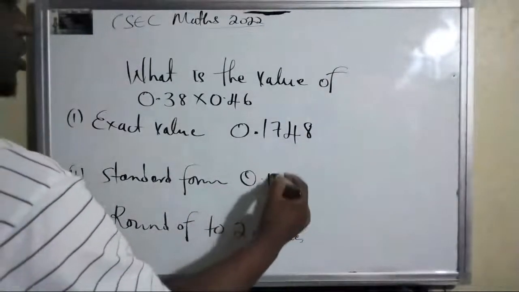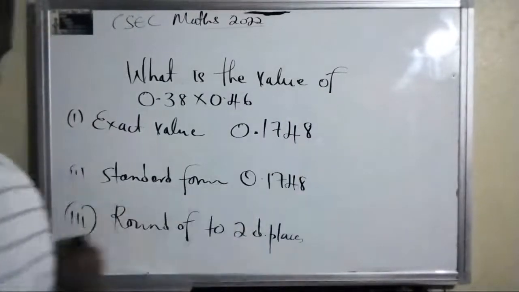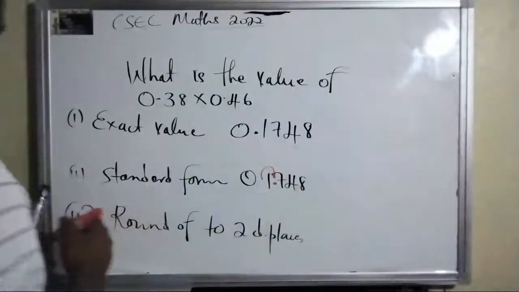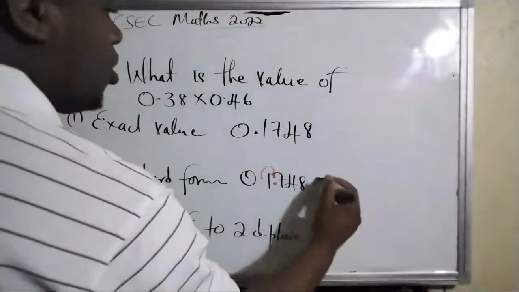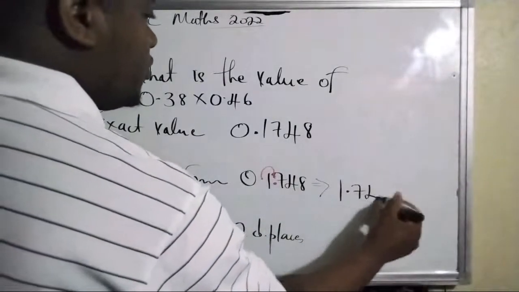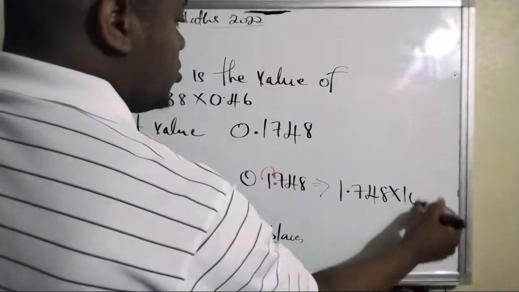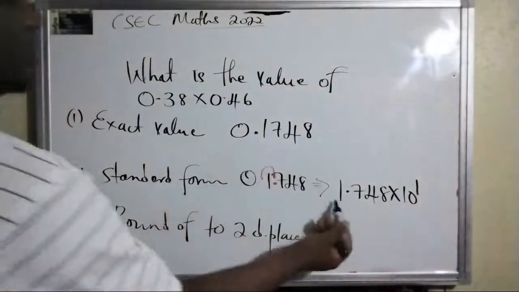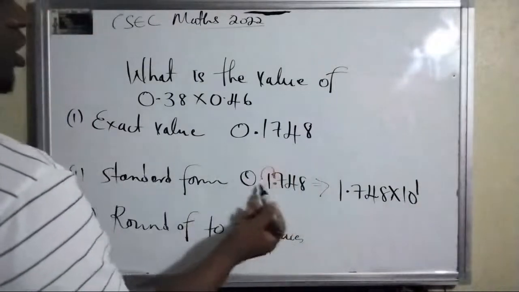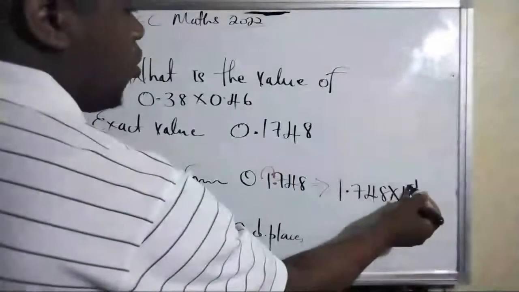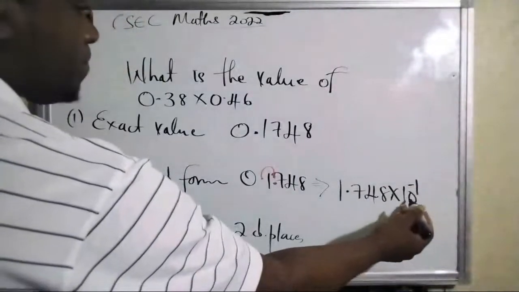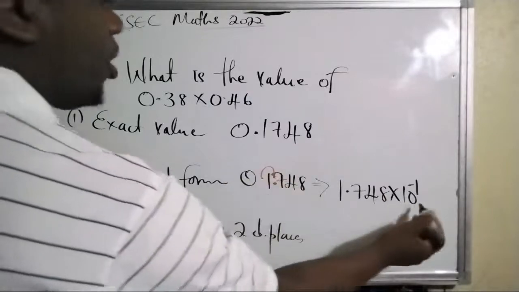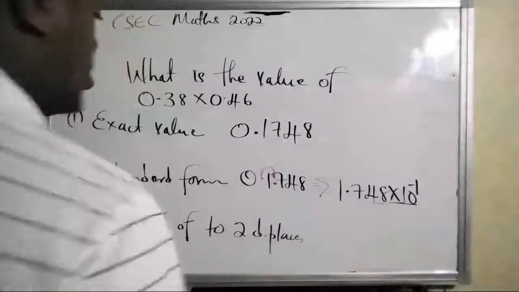So this will move 1 place. Let me just rewrite it here to show you guys. We're going to move 1 place to the first natural number. So this is 1 point, so this is now 1.748 times 10 to the number of places that we move, which is 1. But this value must equal the original. So we put -1, because when we are multiplying by a negative, we'll go to our left. So we just move the decimal point 1 place. You either get 1 or 2 marks for this.